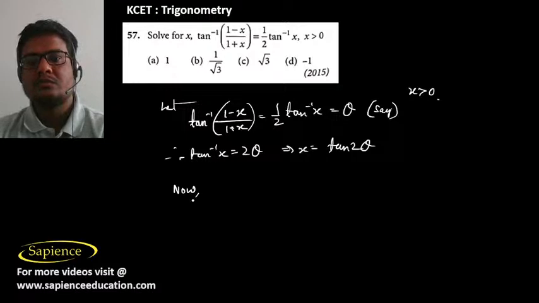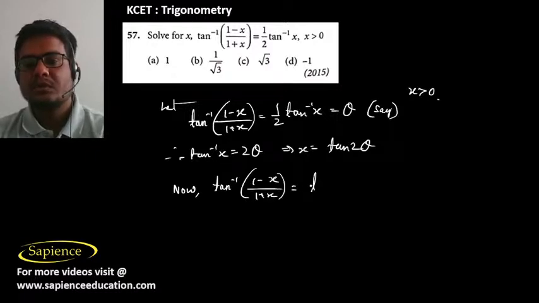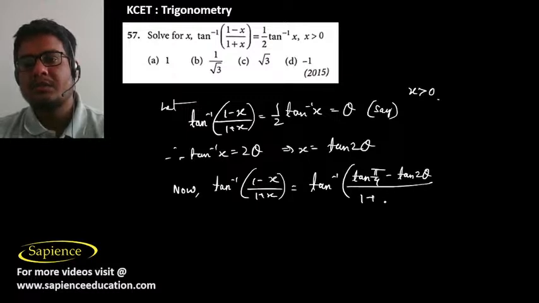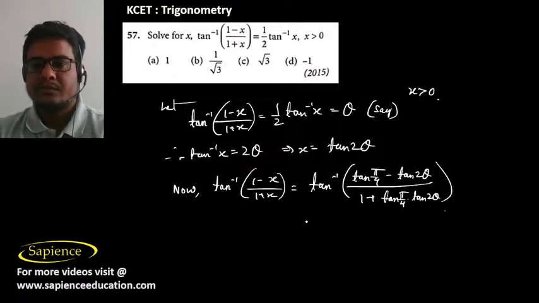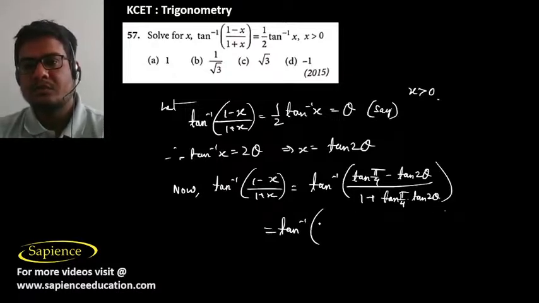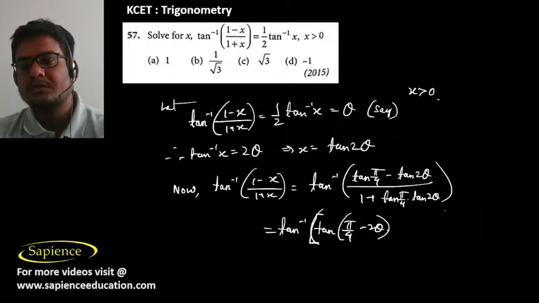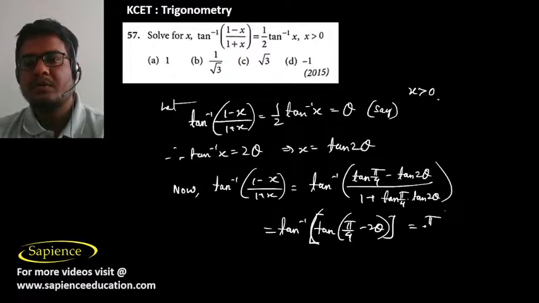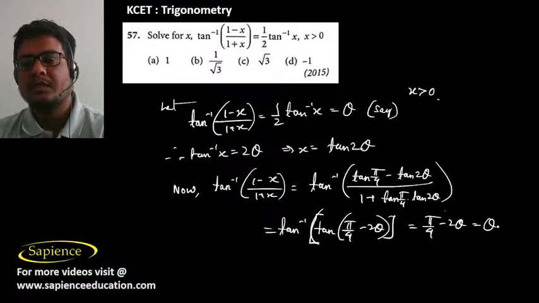So now tan inverse of (1 minus x by 1 plus x) will be equal to tan inverse of 1, I can say that is tan pi by 4 minus this, I can write tan 2 theta, by 1 plus tan pi by 4 into tan 2 theta. So this will be tan inverse of tan of (pi by 4 minus 2 theta). So that is pi by 4 minus 2 theta. So that is equal to theta.